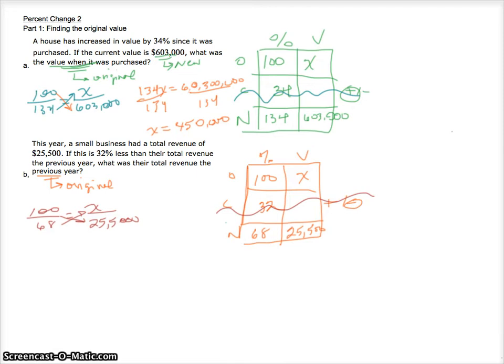I'm going to cross multiply. I get 68x equals 2,550,000. I'm going to divide by 68. That gives me 37,500.